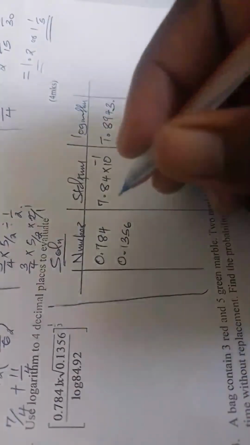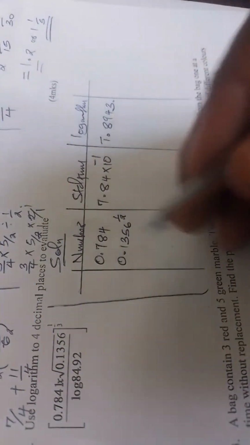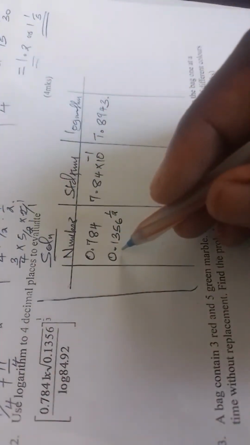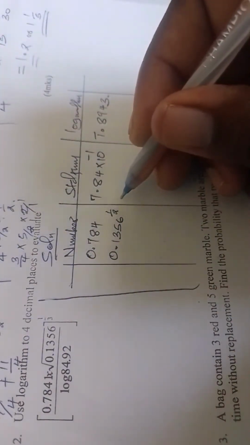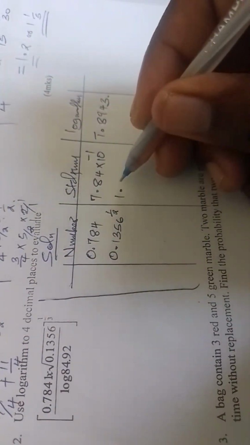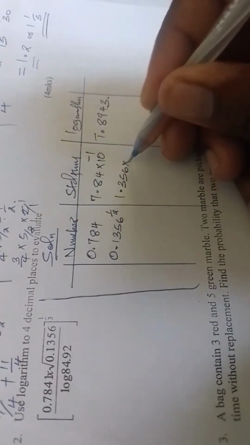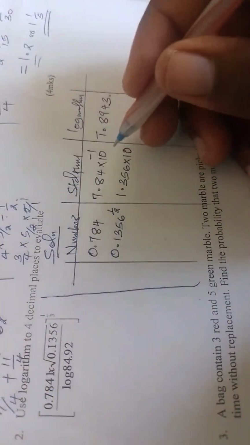Then after that, multiply by 0.1356 raised to power a half, because it is a square root. Then we can write this number into standard form, which is the same as 1.356 times 10 raised to power negative 1.